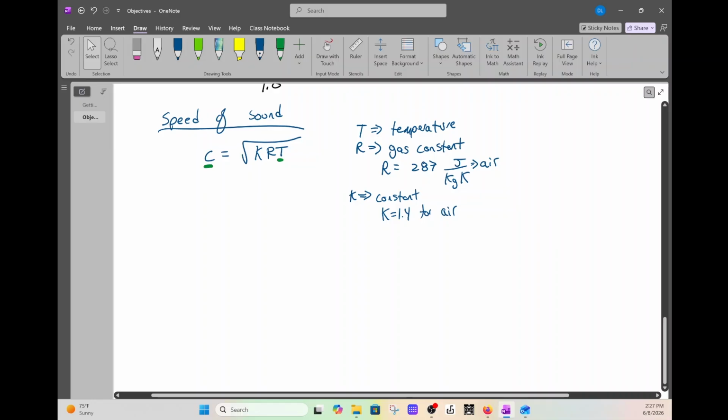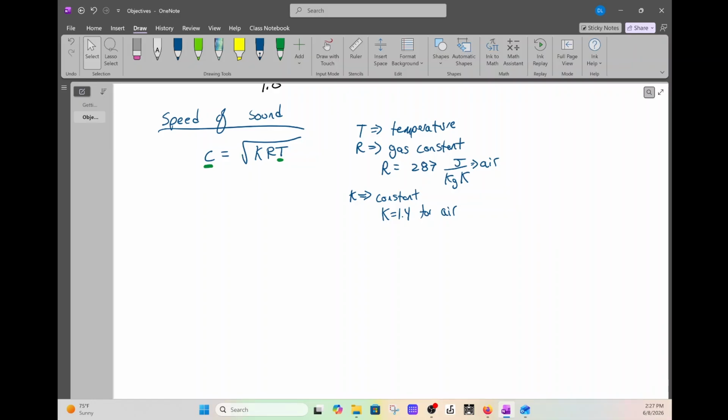Again, speed of sound is how fast sound waves propagate. Why do we use this? Why do we need to know that? Well, because you've probably heard the word Mach number. And Mach number is your velocity over the speed of sound. Okay, over the speed of sound.